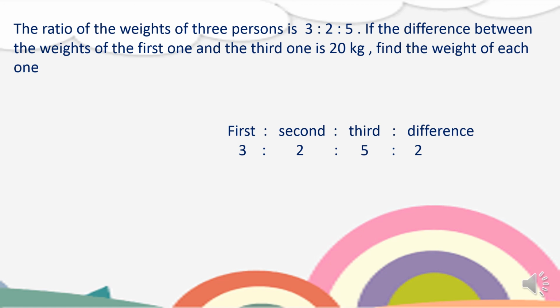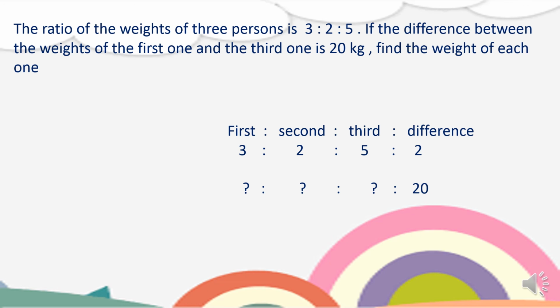But now I have a difference between what? First and third. So I subtract first and third, the biggest minus the smallest. So 5 minus 3 equals 2. This is the difference in parts between the first and third. And I write under this the real difference between the first and third, which is 20 kilograms.